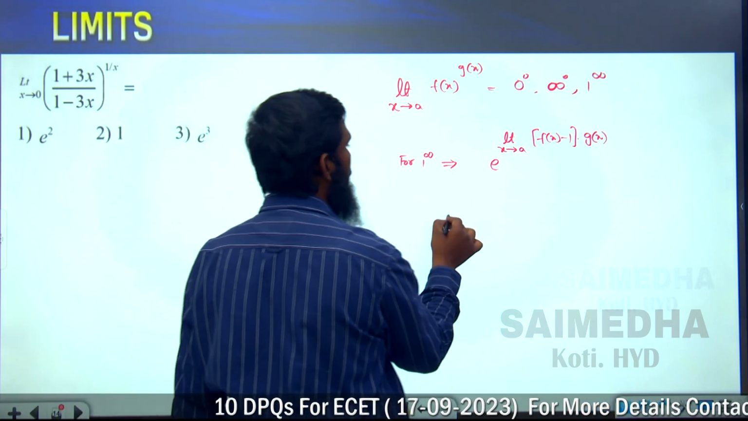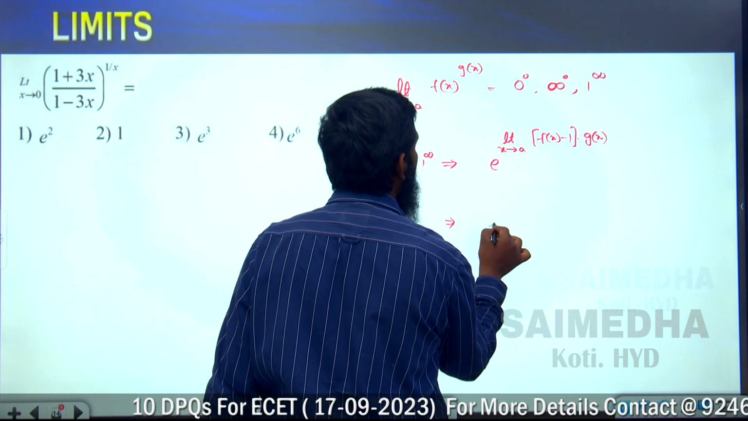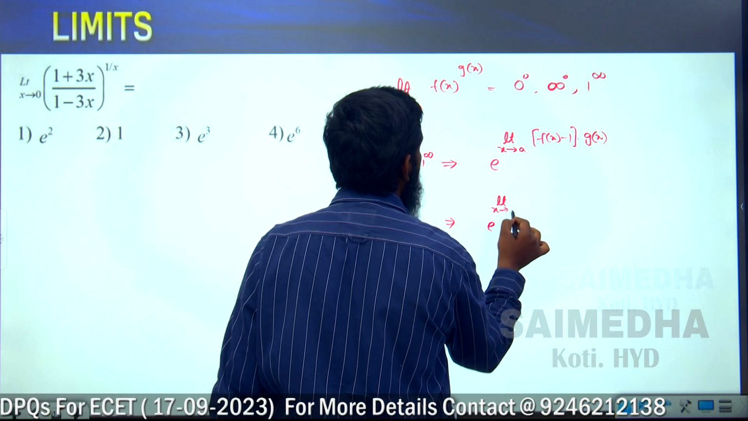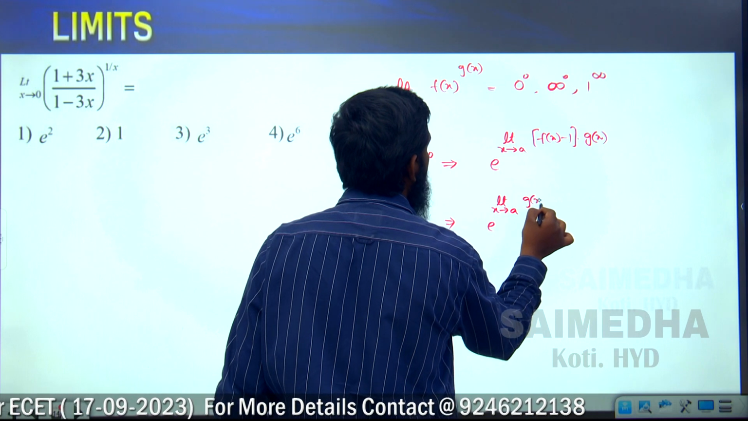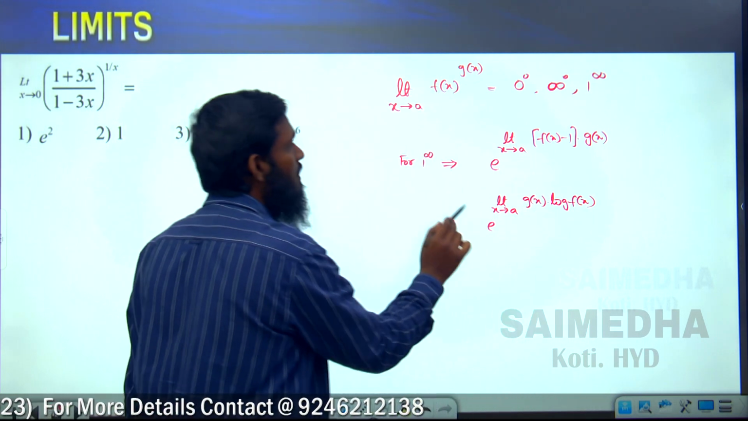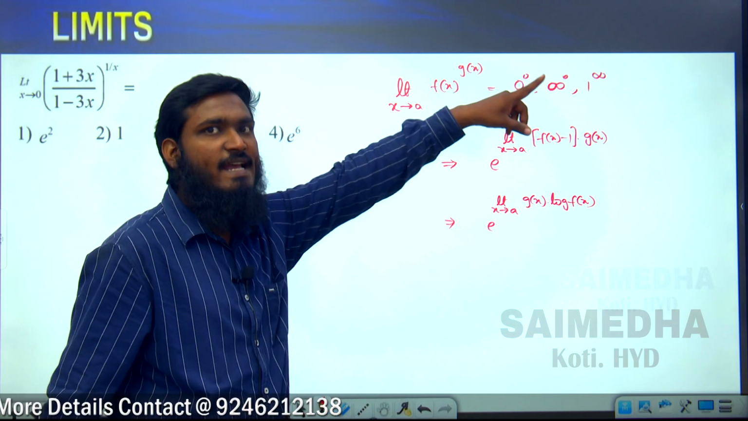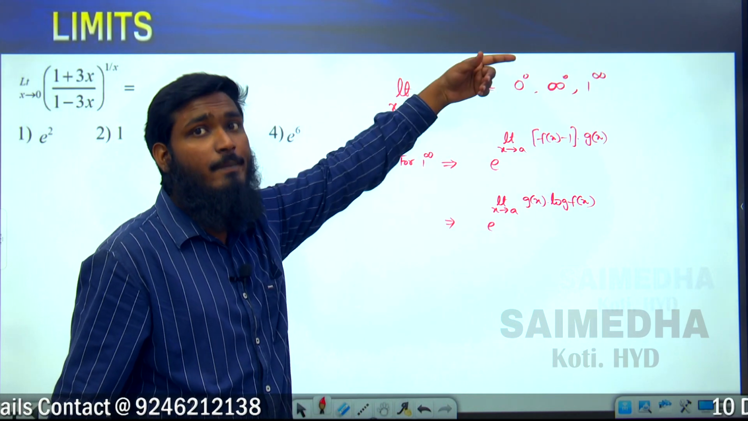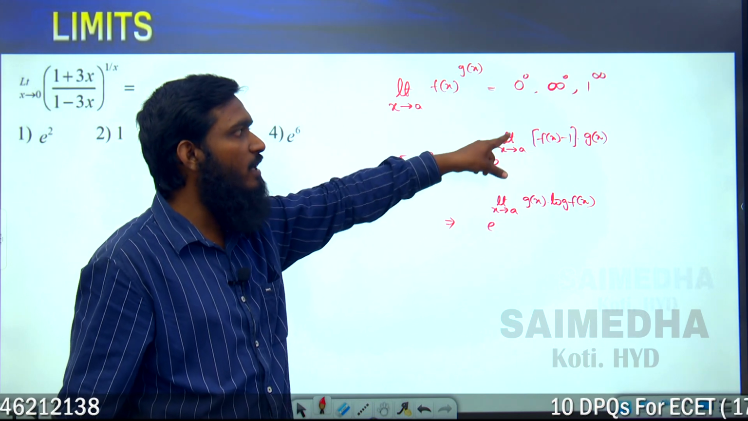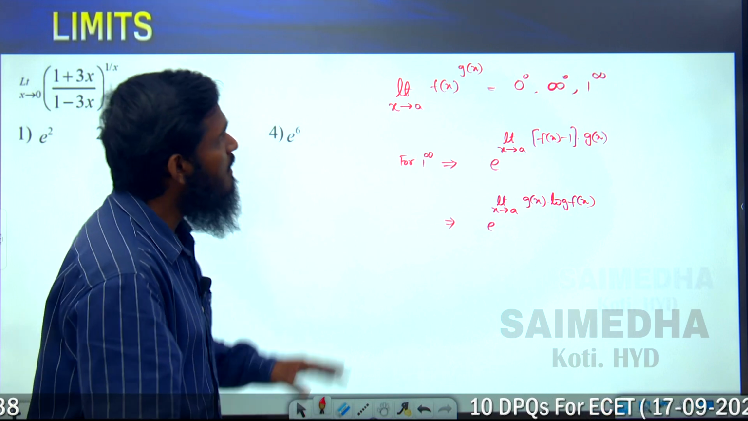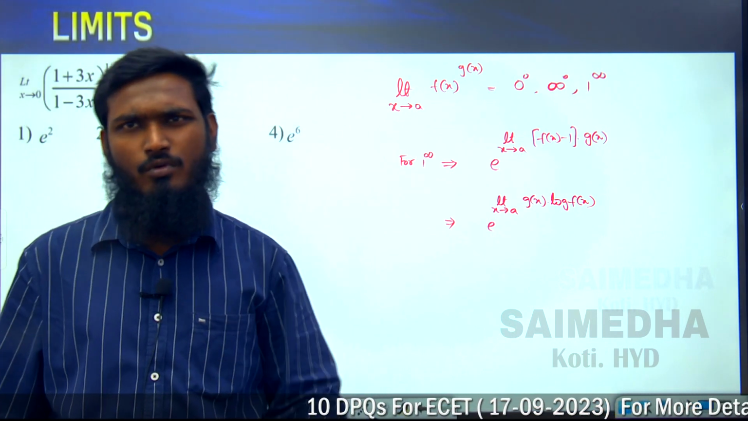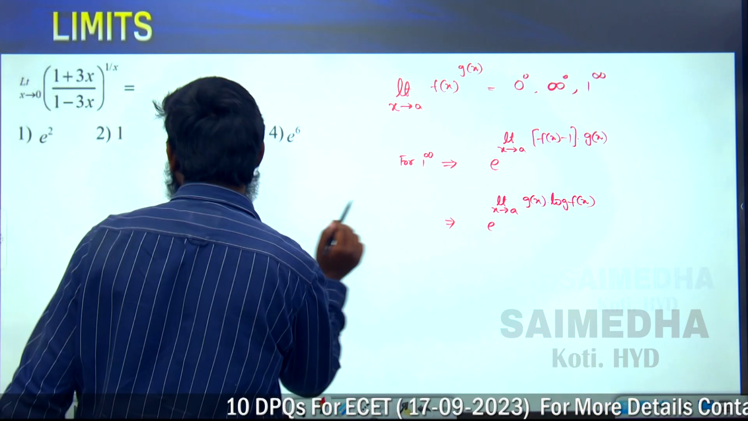The general formula is e power limit x tends to a, g of x into log of f of x. This general formula can be applied for all 3 cases, but 1 power infinity repeats more often, so we have the simple formula e power limit x tends to a, (f of x minus 1) into g of x. By using this formula the question becomes lengthy and more complicated, so I will give you one formula.